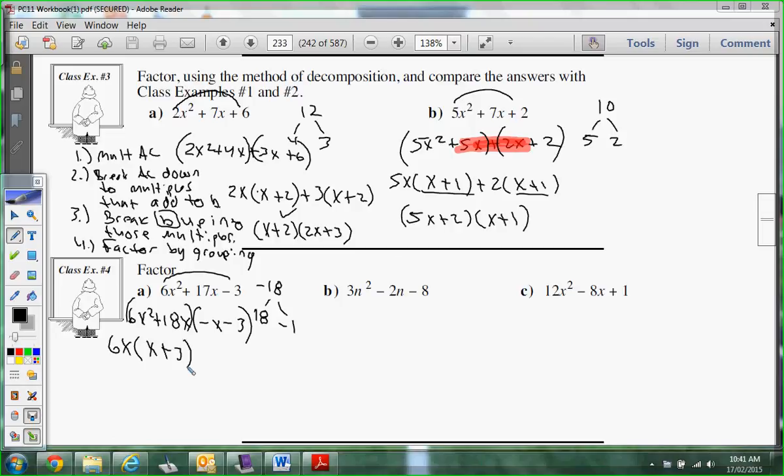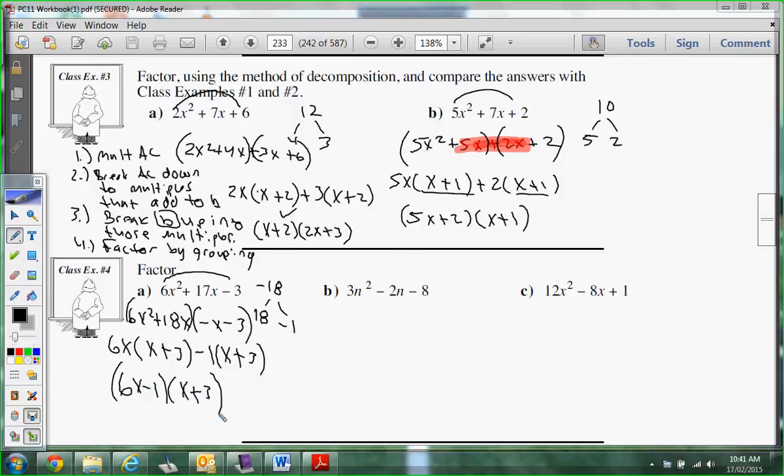It's kind of a tricky one. Yeah, just a negative. Okay, so whenever you see negative, you're going to pull out a negative, because we want it to be x plus 3, right? So we're taking out a negative 1. Okay, and we're done. 6x minus 1, x plus 3.